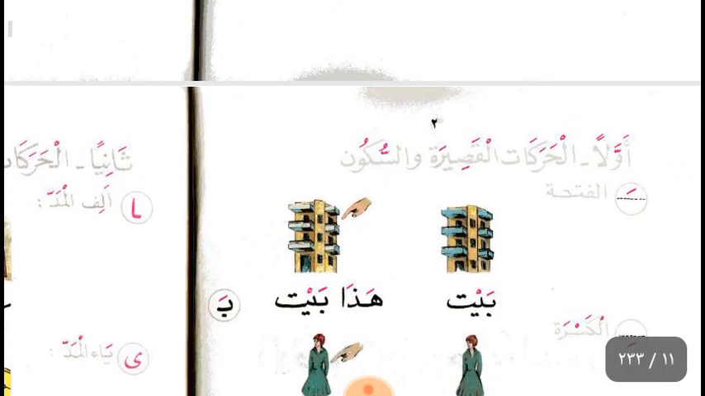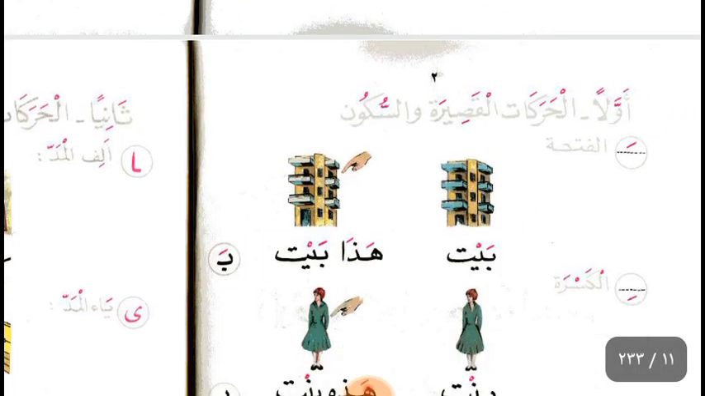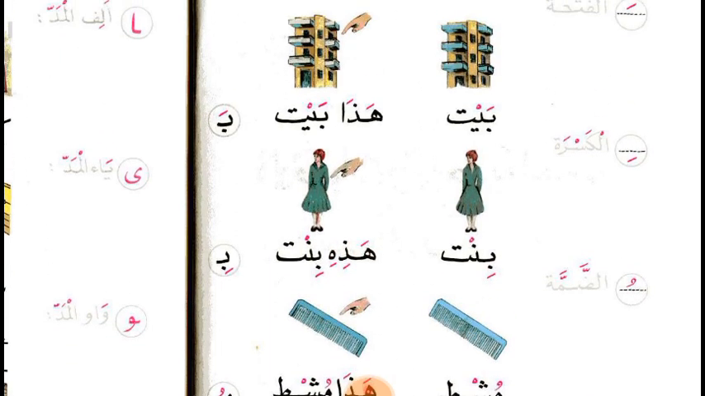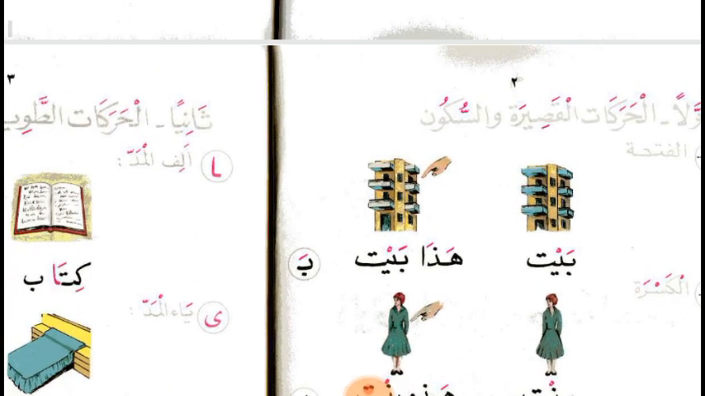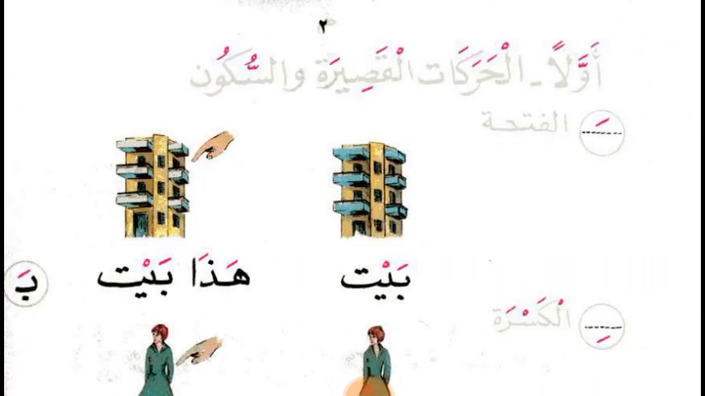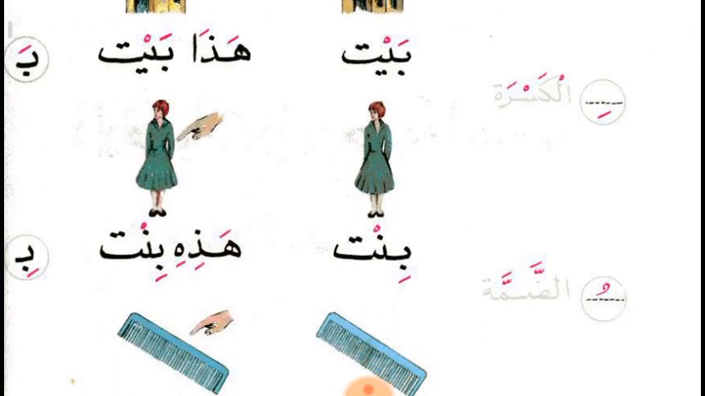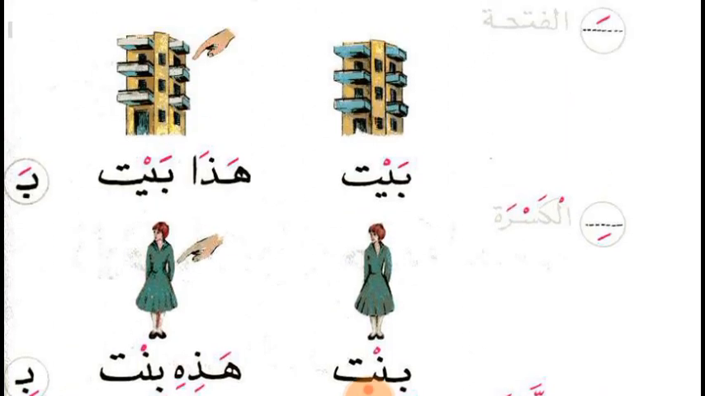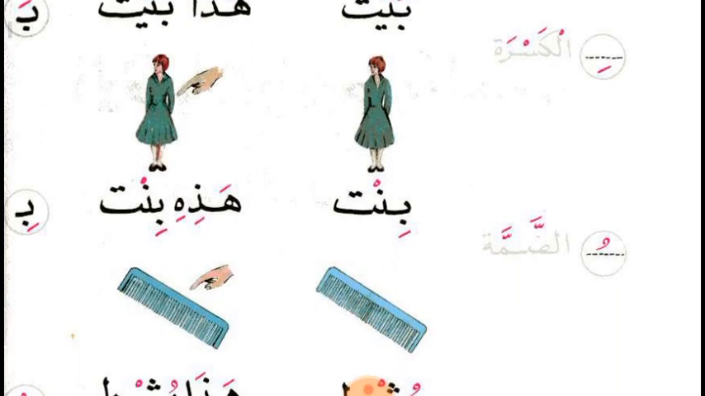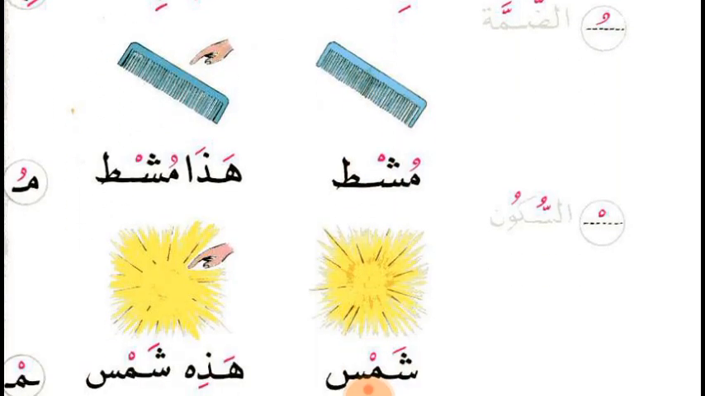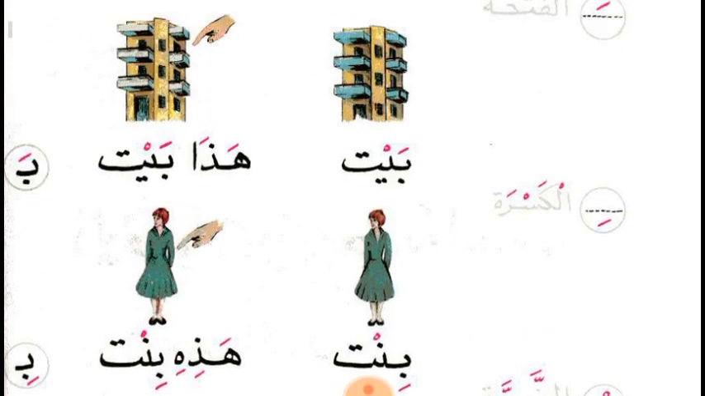On the next page we have short harkat, which is also known as short vowels. Al harkat al kasira means short harkat, and these are four signs that we are going to use. First symbol you can see on the right side of the page is called fatha, second is called kasra, third is called damma, and all these three are called harkat al kasira, short vowels. Then we have another sign which is called sukoon. So we have four signs, memorize these signs. Now start reading.